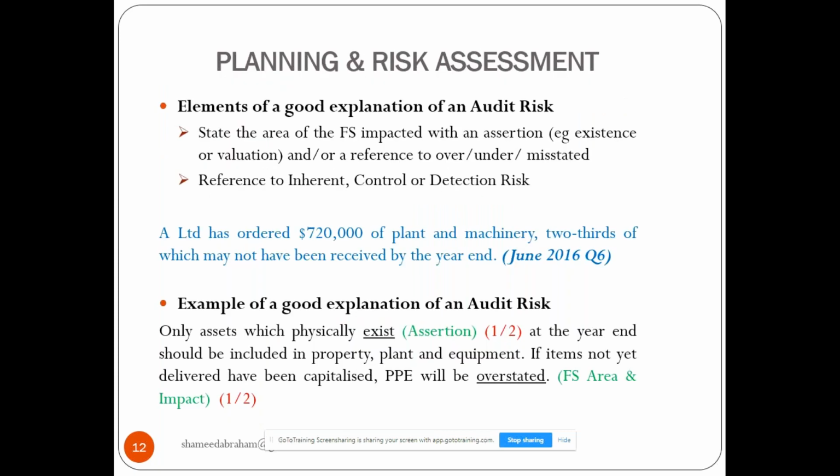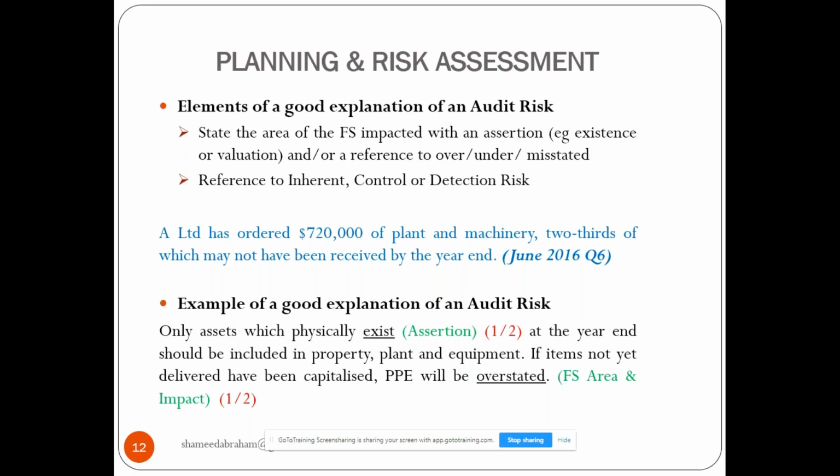In terms of the scenarios, because there are big questions in the F8 exam based on audit risk in relation to scenarios. How do I identify and explain an audit risk? So I have a short sentence here taken out of a scenario from the June 2016 exam. The company has ordered 720,000 of plant and machinery, 2/3 of which may not have been received at year end. What is an example of an audit risk? How do I explain audit risk?